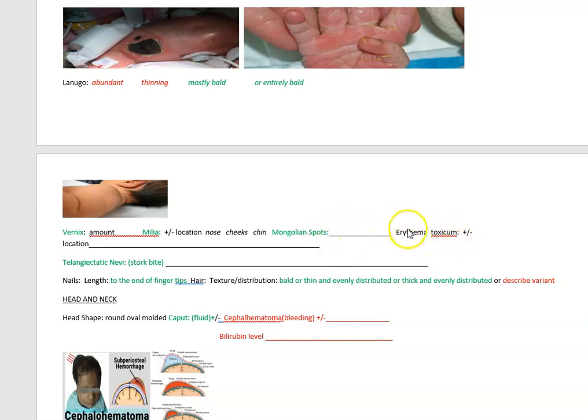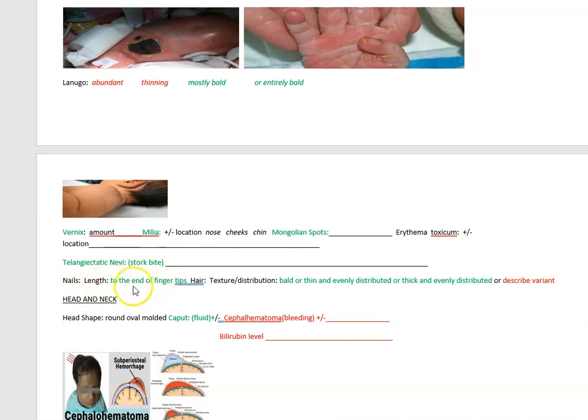Erythema toxicum, so erythema means red, toxicum with a white center, is newborn rash, and this is a normal thing. I hate to say it, but it looks like cystic acne on babies, and it is a very normal thing and nothing to be super concerned about. Telangiectatic nevi is a stork bite. This is where you'll see dilated veins on the back of the baby's neck, sometimes on their eyelids.